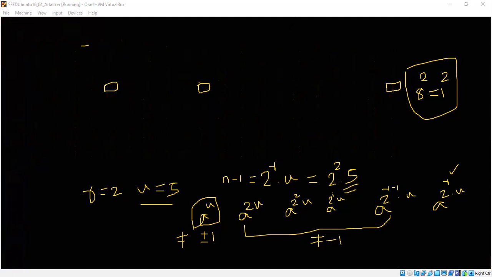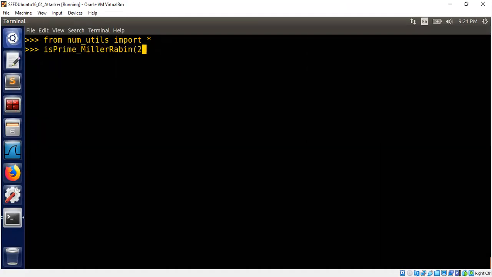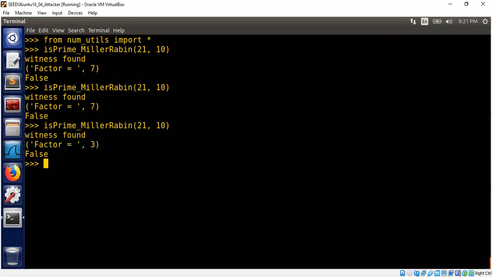Now let me show you some experimental results for different numbers. I have my number utils; I will import that. Let's generate some numbers and see whether we can factor. As a matter of fact, why don't we try 21? We call is prime Miller-Rabin on 21, with a small number of trials, 10 trials. Right away it found a witness and it found a factor. The factor is 7. Remember, finding a witness is different from finding a factor, just to be clear. So we are able to find a factor in this case, which is true because 7 is a factor of 21. Let's try one more time. Okay, we get 3 now.